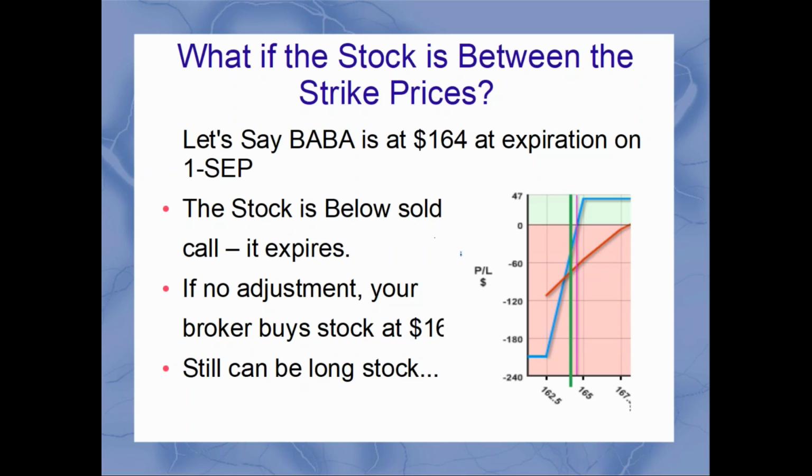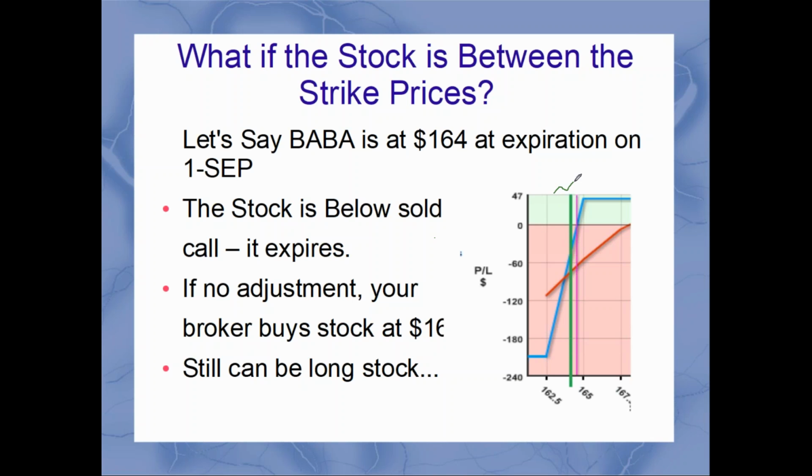Now again, on Monday, if the stock still remains at 164, I can sell to close the shares. I get $1.50 back. Okay, but remember my debit was 208, so I'm still at a loss. Not the maximum loss, but I would still take a loss. But a potential outcome is that I could be long shares of stock.